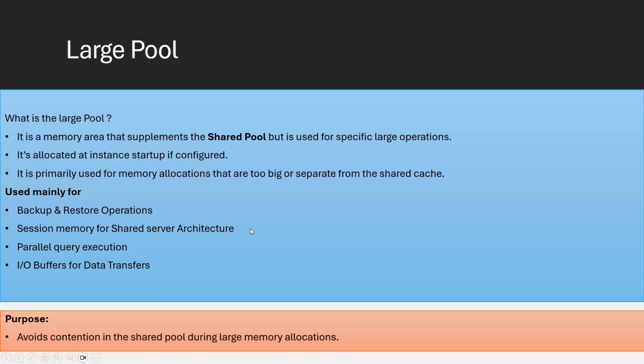So this is basically extra memory, not storage, I would say extra memory for you to perform large IO operations in your database server. So the purpose of the large pool is to avoid contention in the shared pool during large memory allocations. As I said, like backup recovery or large queries. If you are running a lot of extensive sorting, all these things, at that time the large pool comes into the picture and does its job to share some memory to those statements or queries. Okay.